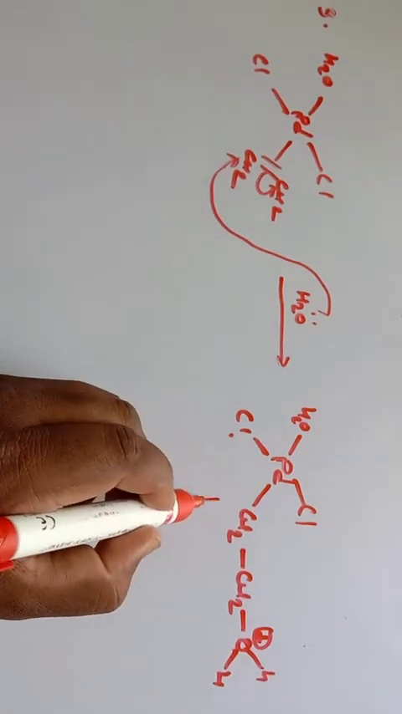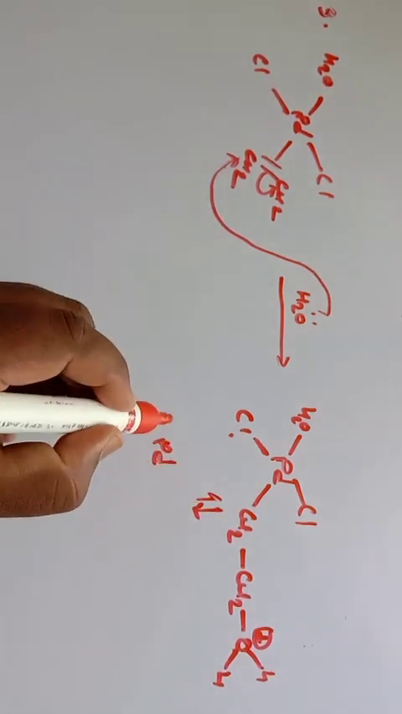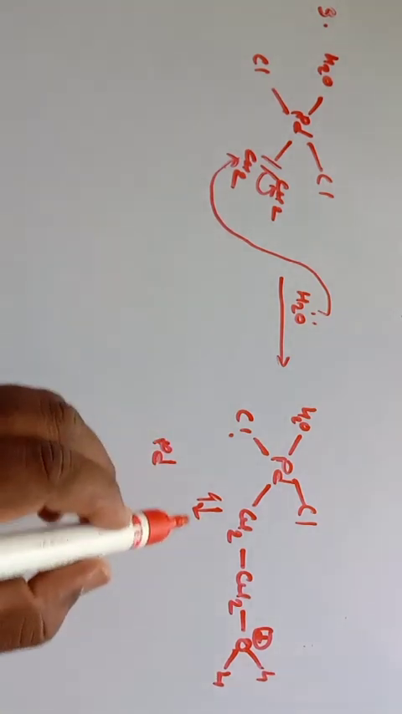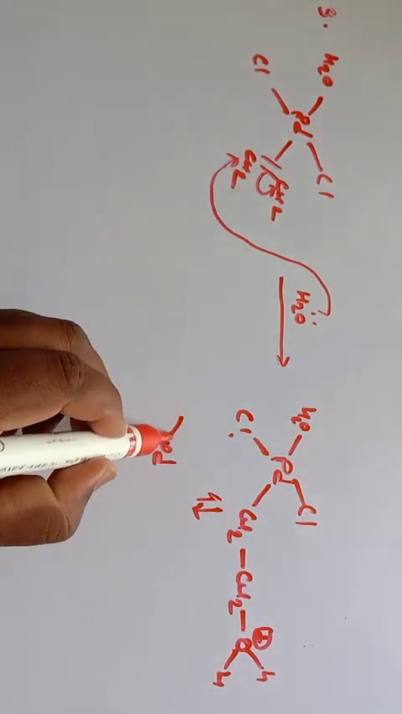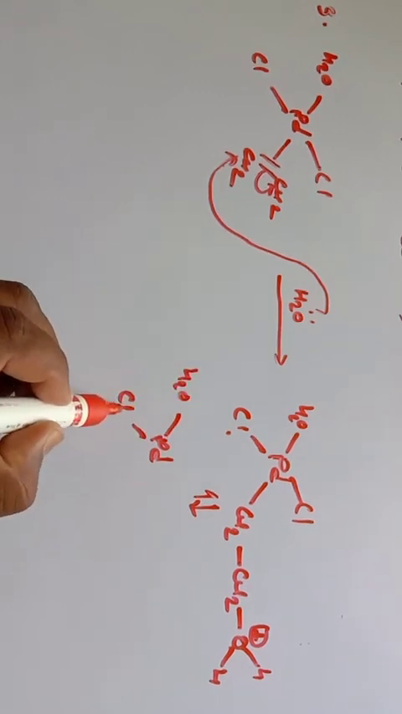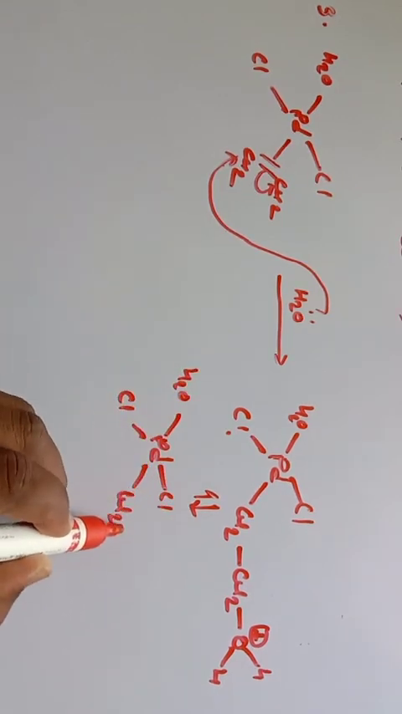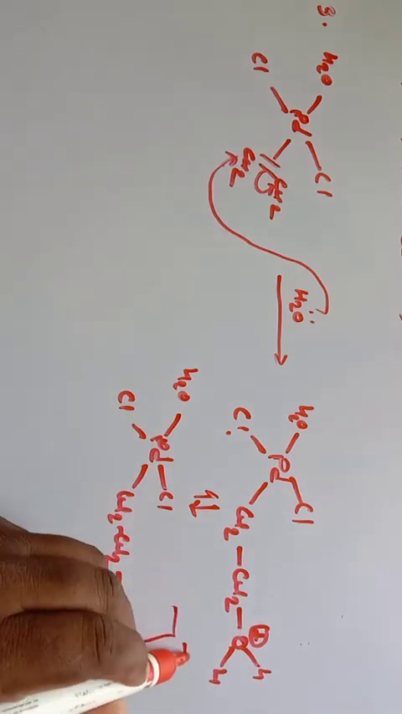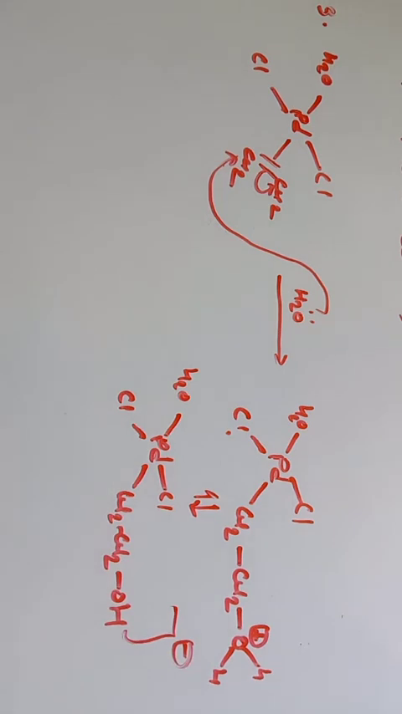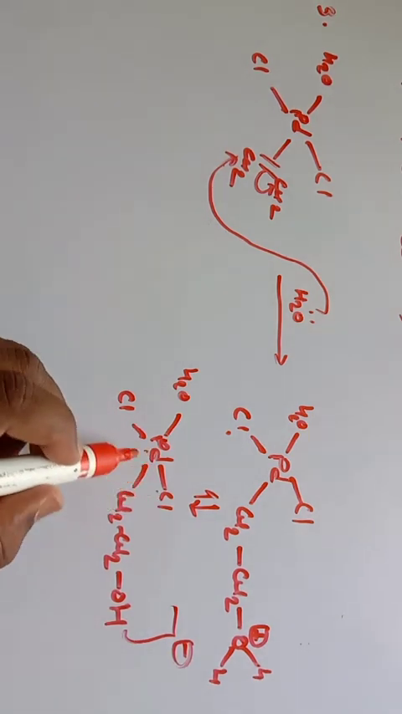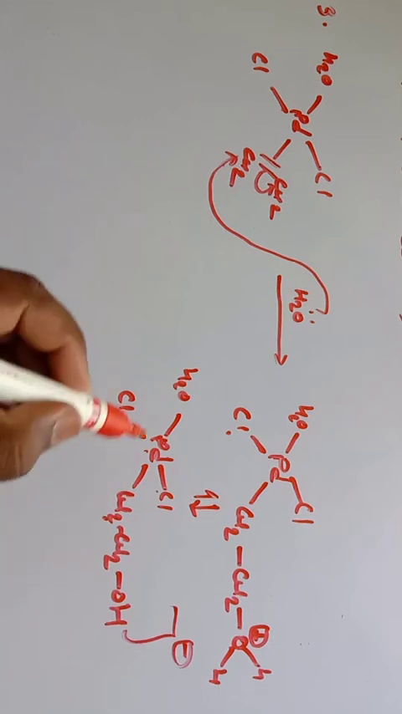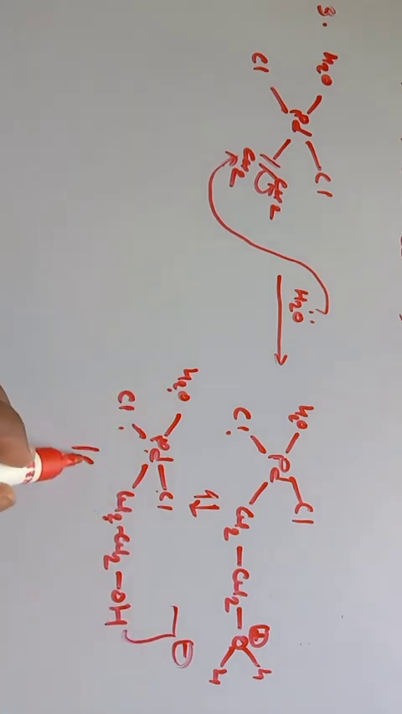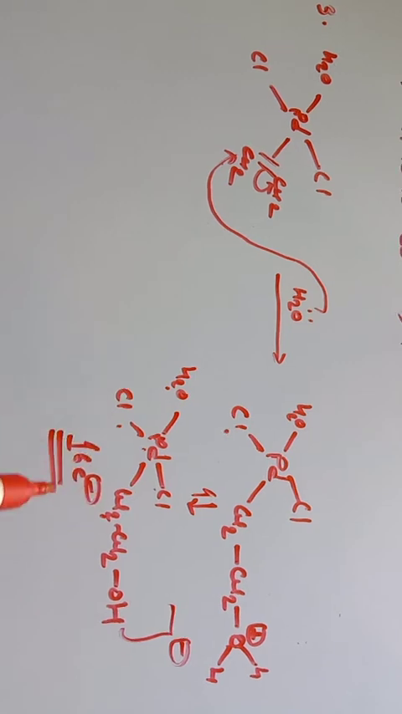So to neutralize this charge, we can write this structure as Pd, and the complex as Cl, Cl, CH2 CH2 OH. To remove the charge on this oxygen, this complex must have a negative charge to become 16 electron, because it is 10, 11, 12, 13, 14, 15, and one negative charge. So this is your 16 electron species. So this is the step.